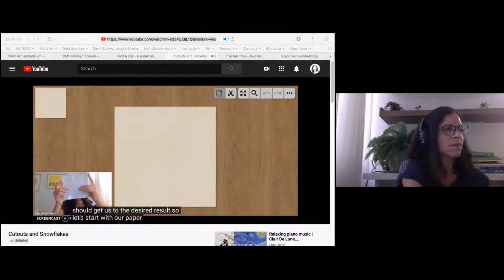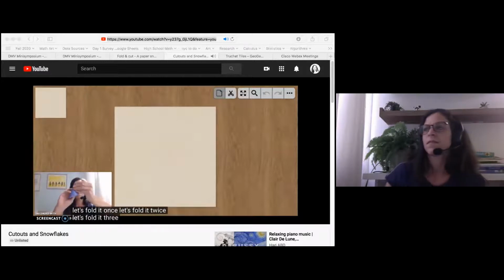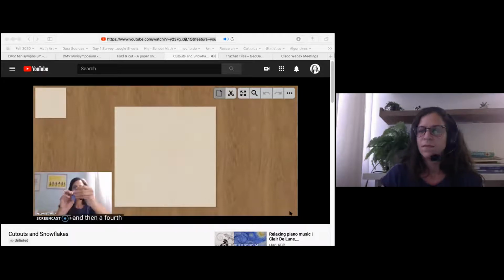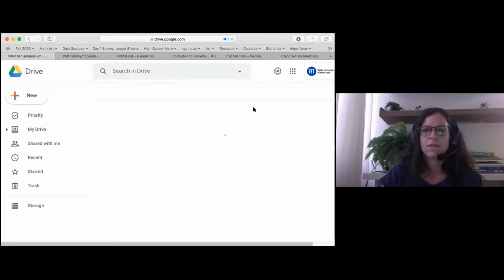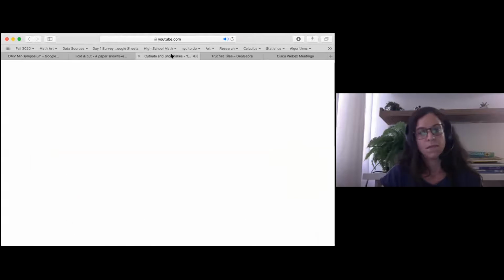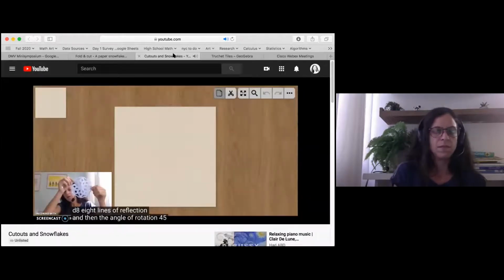So let's start with our paper. Let's fold it once. Let's fold it twice. Let's fold it 3 times. And then a 4th time. Cut it up, and we get a D8. 8 lines of reflection, and then the angle of rotation, 45 degrees.